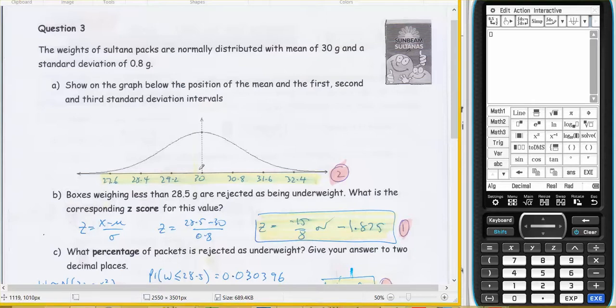Okay, well that's going to be 30. And then that's 30.8, 31.6, 32.4, 29.2, 28.4, 22.6, done.